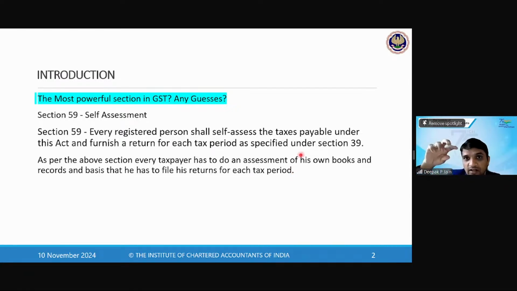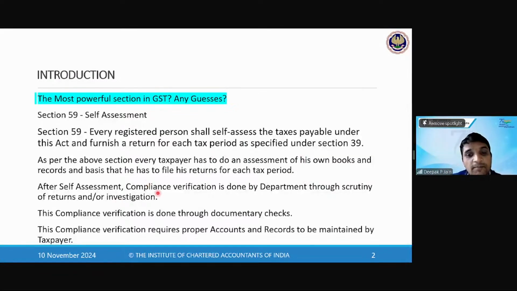डिस्क्लेमर, उसका डिक्टेशन, उसका प्रोसीजर एस्पेक्ट्स क्या है, वो इस चैप्टर में समझाया गया है। आफ्टर सेल्फ असेसमेंट कंप्लायंस वेरिफिकेशन इज डन बाय डिपार्टमेंट, क्योंकि सभी का सेल्फ असेसमेंट करेक्ट होना ये जरूरी नहीं है। डिपार्टमेंट को गवर्नमेंट का रेवेन्यू बचाना जरूरी है, सो they will do a compliance verification through scrutiny of the returns and investigation, various tools they have and various powers under different sections they have. But from the dealer's registered person's perspective, the only one section he has, which is section 59 on self-assessment.